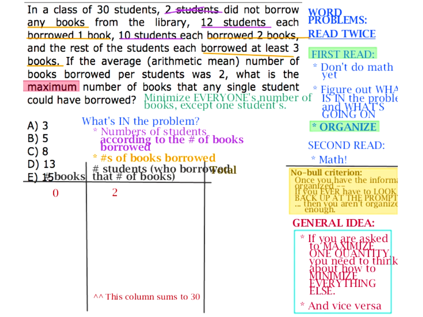Total, I cannot write today, folks. Total number of problems, books for this group. Again, hopefully your labels will not have as many words or be as long-winded as these ones, but you get the point. So that would represent no books, because it's not any books. It's 2 students who borrowed nothing.